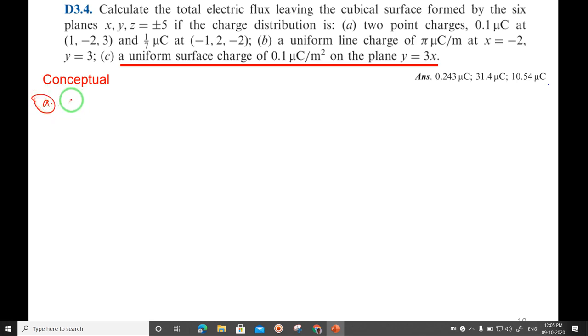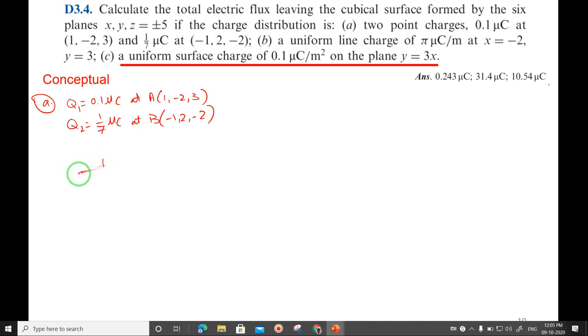So one of the point charges, let me call it q1, is equal to 0.1 microcoulomb, and it is at, let me call this point A, (1, -2, 3). And another charge q2, 1 by 7 microcoulomb, is located, let me call this B, (-1, 2, -2). Yes, and cubical surface is formed.